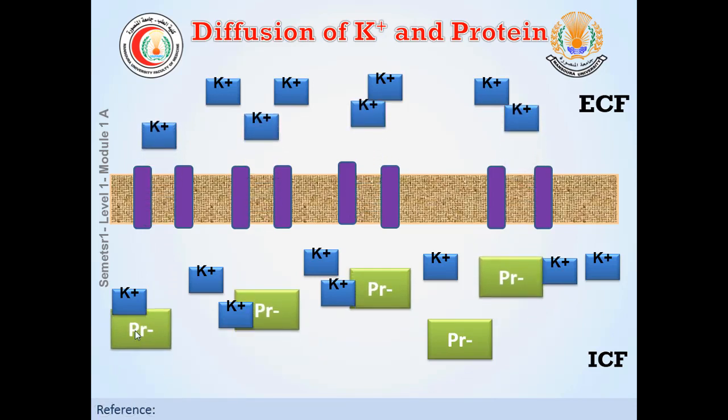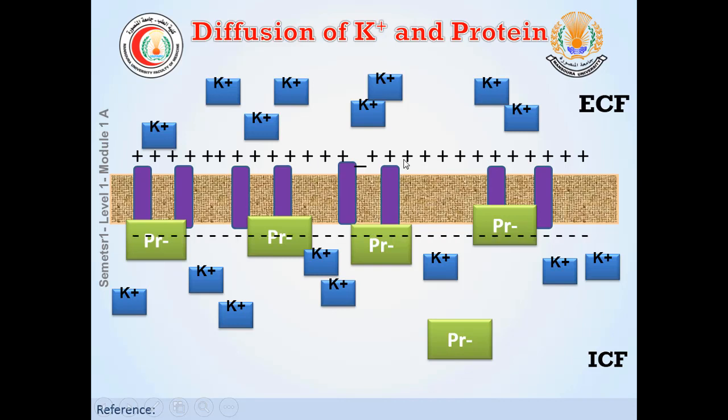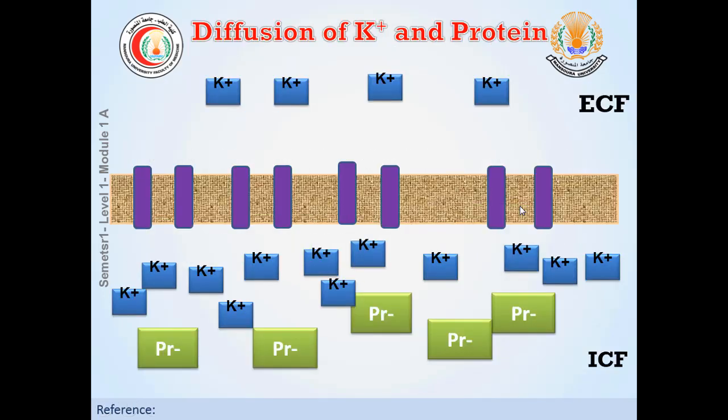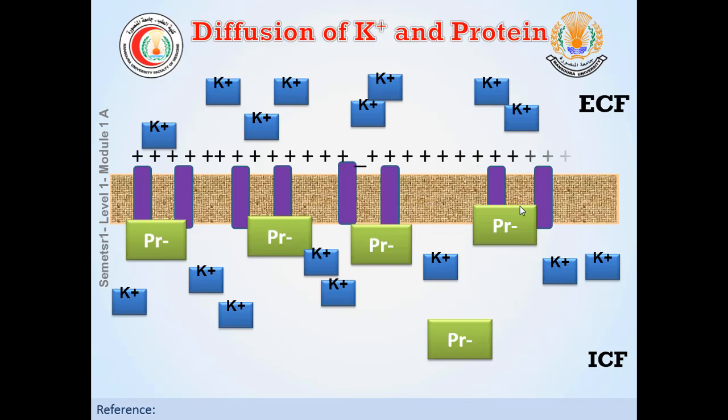Here, this demonstrates the diffusion. While protein tends to diffuse, it cannot diffuse due to its large molecular weight, and this is responsible for the negative charges. Potassium outflux is responsible for the positive charges outside the cell and the negative charges inside the cell. Again, potassium efflux, outflux, protein held on the inner surface of the membrane. Outside is positive and inside is negative.